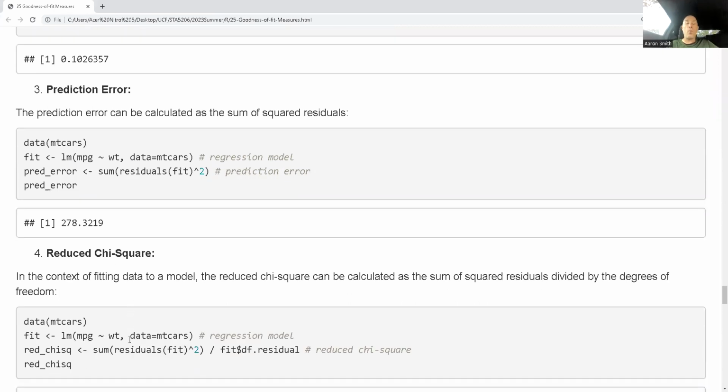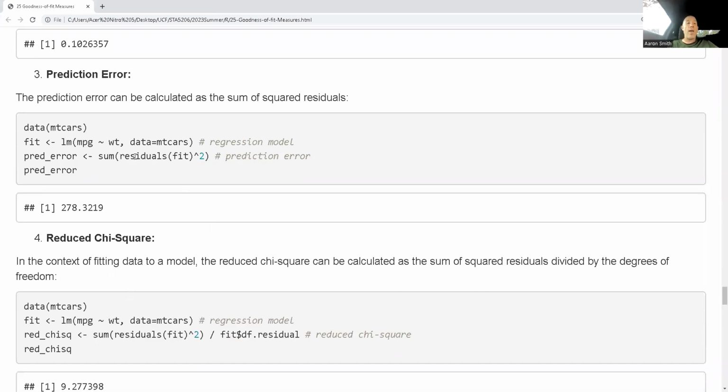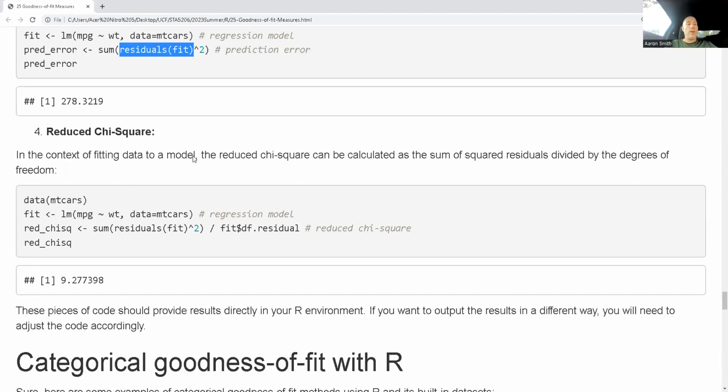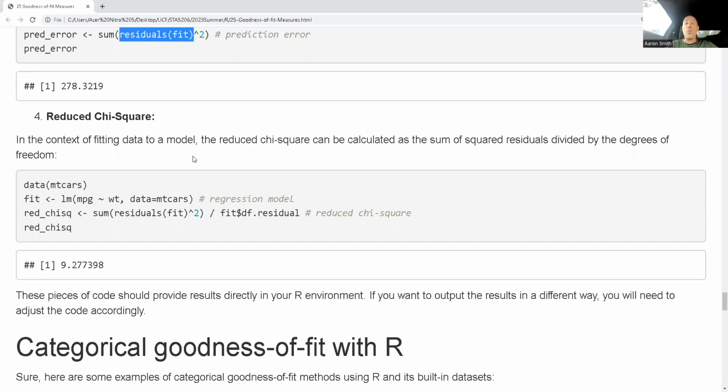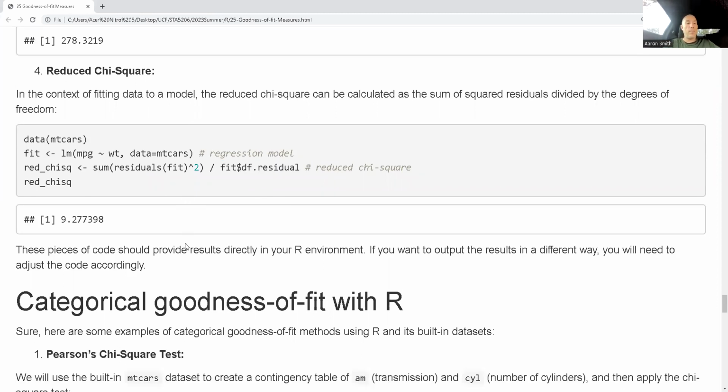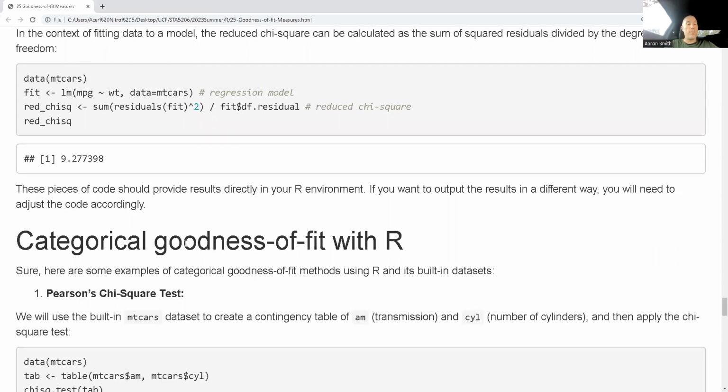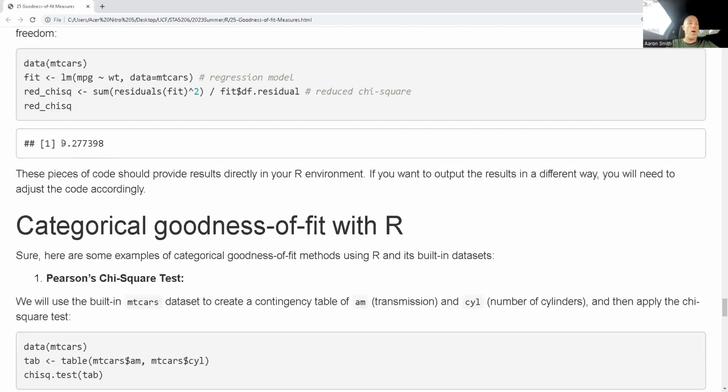For prediction error, I'm going to take my residuals, and either take the absolute value and add them up, or square them and add them up, depending on what I'm working on. And then for reduced chi-squared, I just take the chi-squared statistic, which will be my residuals squared, add them up, and divide by degrees of freedom. Here we want to see a value close to 1. This is a bit off from 1.